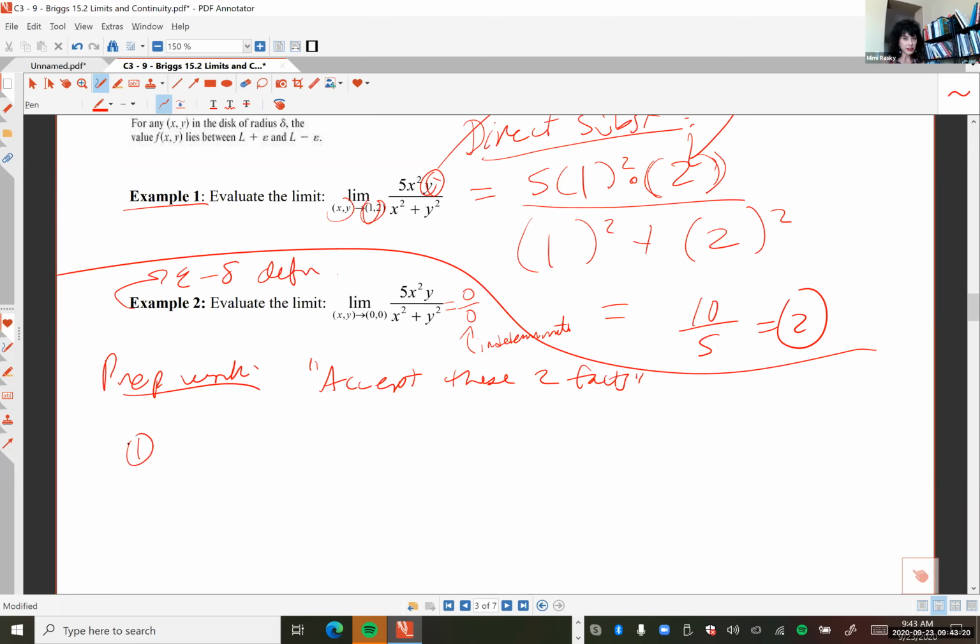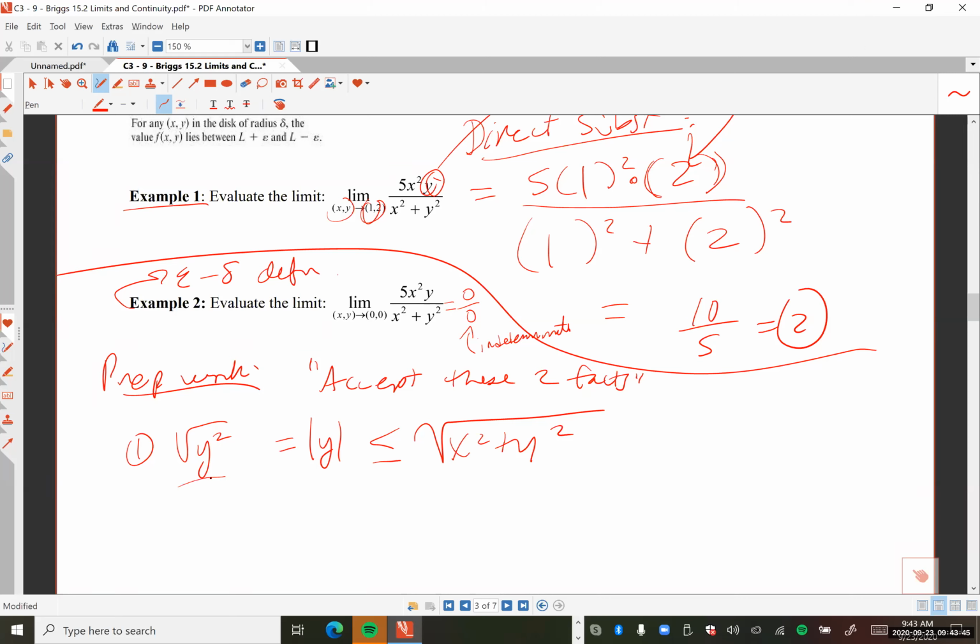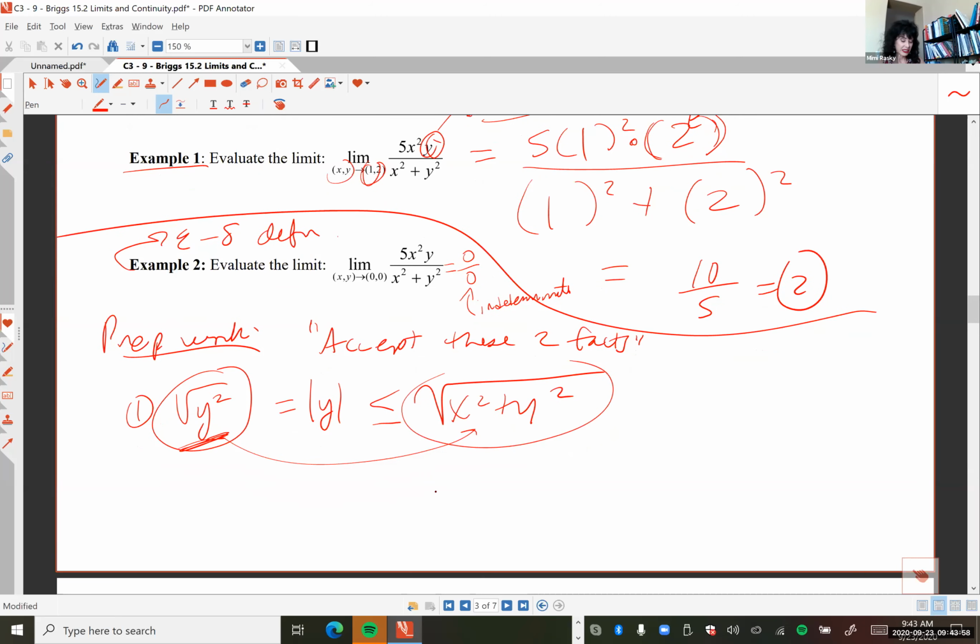Fact number 1 is something you hopefully learned in a pre-calc class: if you take the square root of something squared, it's equal to the absolute value of that variable. That's true. Further, I'm going to embellish this fact: the absolute value of y is less than or equal to the square root of x squared plus y squared. Do you buy that? Look at the far left. Wouldn't you agree that the square root of y squared is definitely going to be less than the square root of y squared plus something underneath that radical? Of course, that's going to be less than or equal. If x is 0, then they're equal.